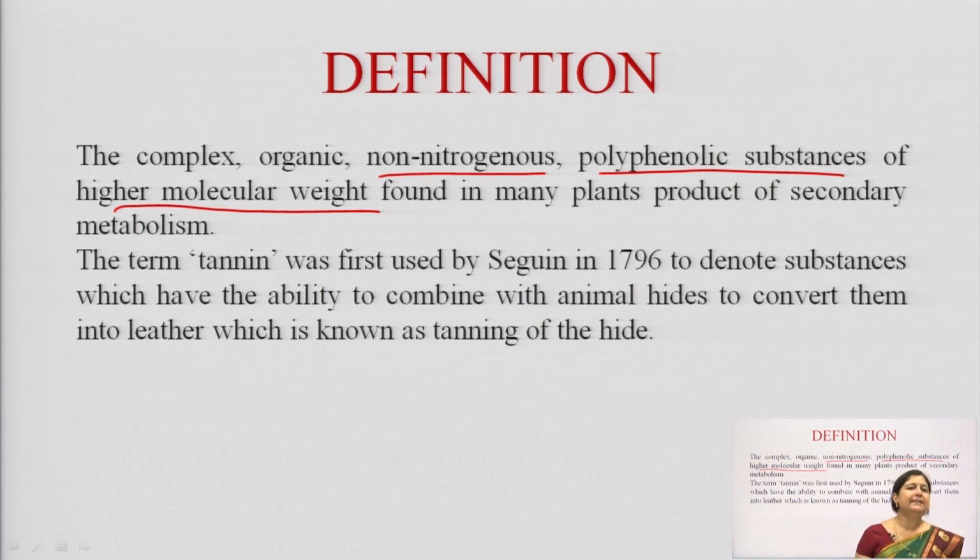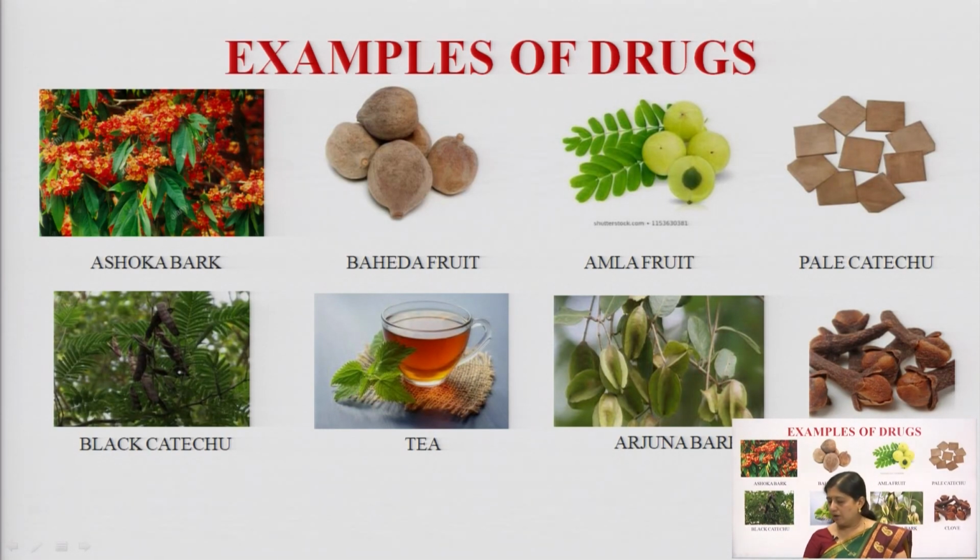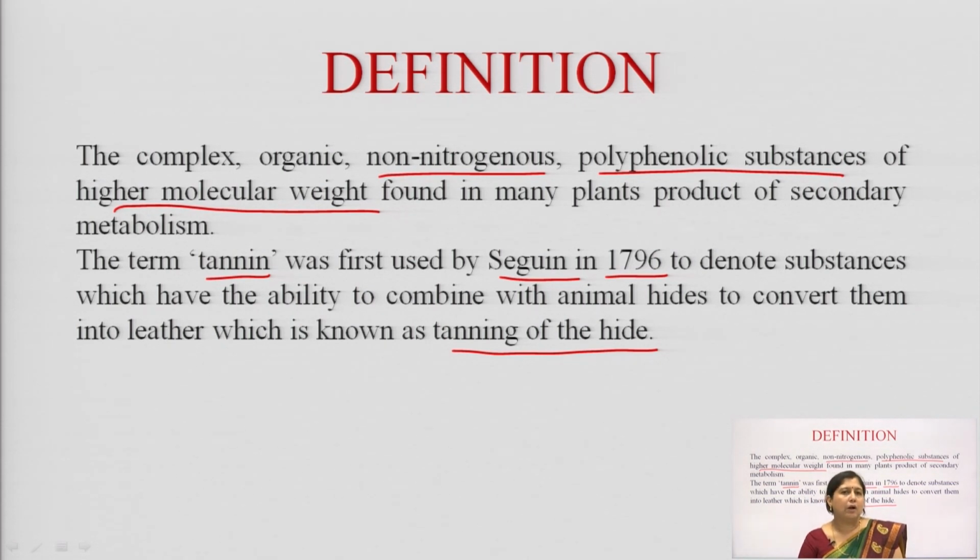This term tannin was first given by Seguin, a researcher, in 1796. He gave it to a substance which had the ability to change the color of animal hide and convert it into leather. Because of the property of tannins to react with the proteins present on the animal skin, converting the hide into leather, that process was known as tanning of hide, and because of this the name tannin was given.